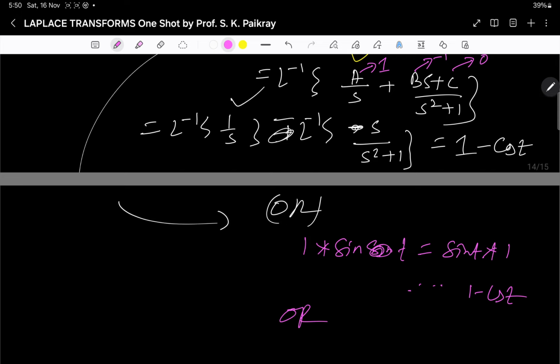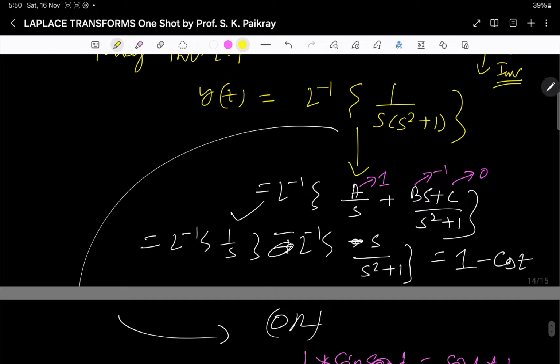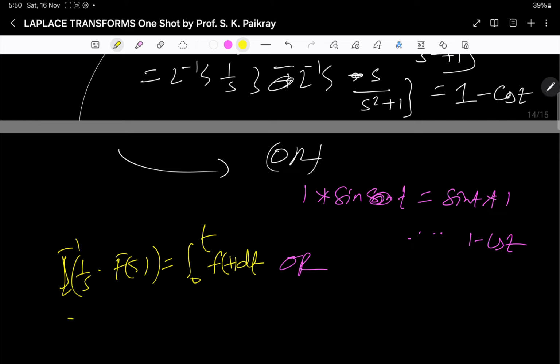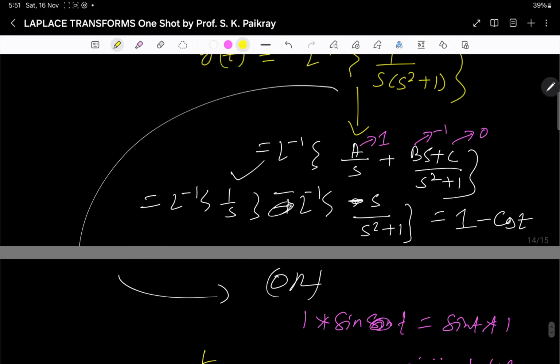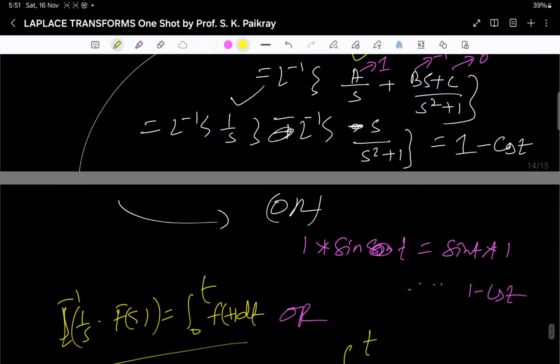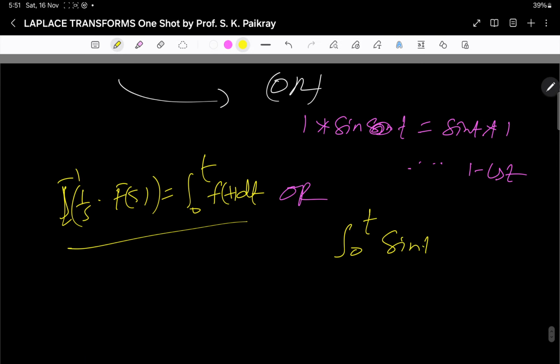The other aspect is you can also apply 1 by s F(s): the inverse Laplace of 1 by s F(s) is the integral from 0 to t of f(t) dt. You can also apply that. So that will be simply the integral from 0 to t of sin t dt. It resembles this also, is it not? So this is 1 minus cos t. So this is the answer.